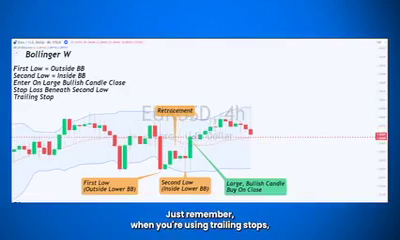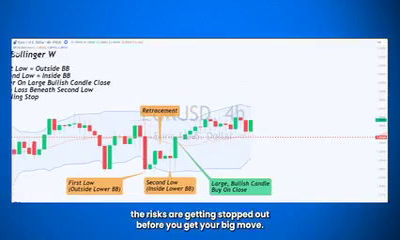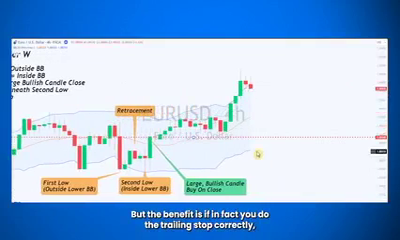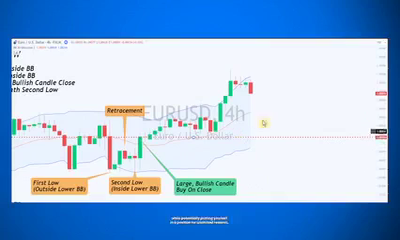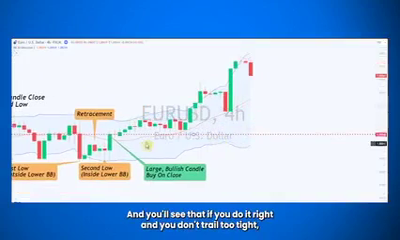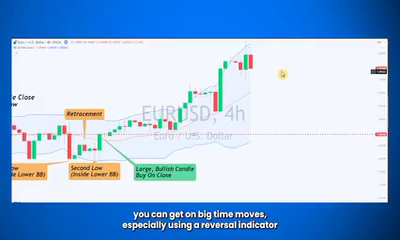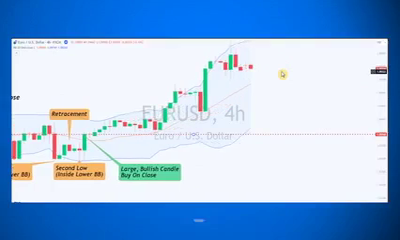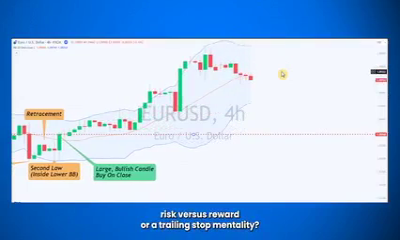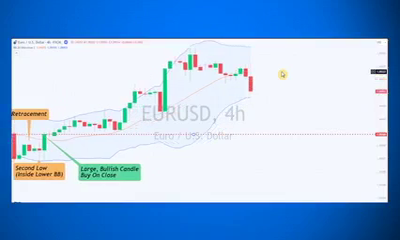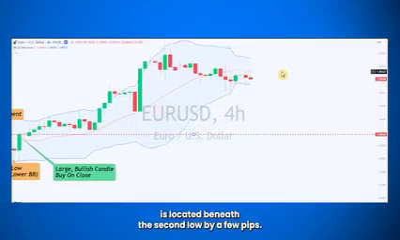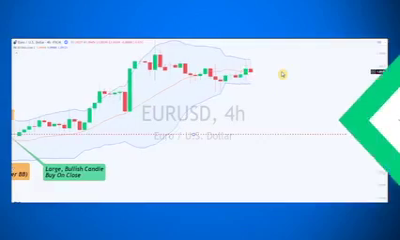Just remember, when you're using trailing stops, the risks are getting stopped out before you get your big move. But the benefit is, if in fact you do the trailing stop correctly, you're limiting your liability while potentially putting yourself in a position for unlimited rewards. And you can see that if you do it right and you don't trail too tight, you can get on big time moves, especially using a reversal indicator like the Bollinger W. So it's up to you. Which would you like? The initial fixed risk versus reward or a trailing stop mentality? Either way is just fine. Just be sure that that first stop loss is located beneath the second low by a few pips.